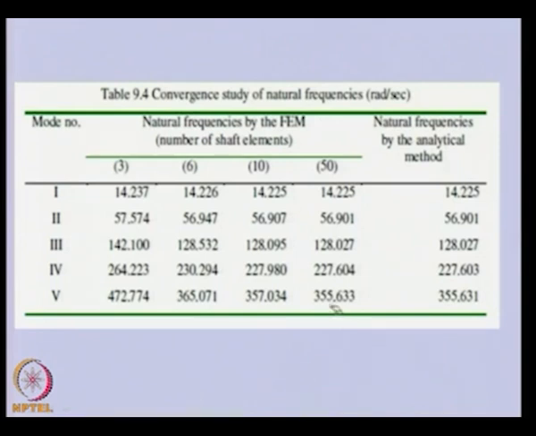compare this with the closed form solution, because that is what we obtained in the previous lectures using the continuous system approach, using the separation of variable method. We obtained the closed form of this, and with that these are the values. So you can see that with 50 elements we could get quite accurately the natural frequency calculation up to the 5th mode.